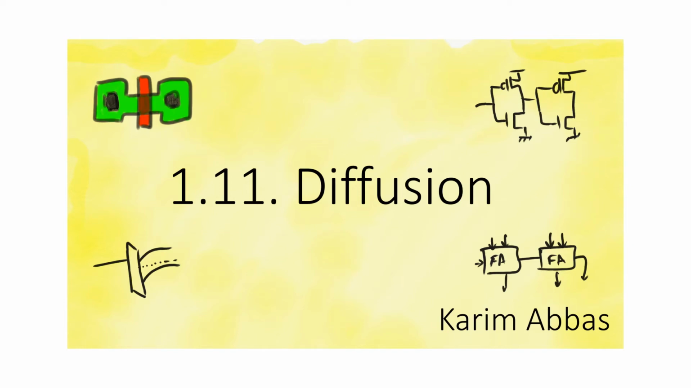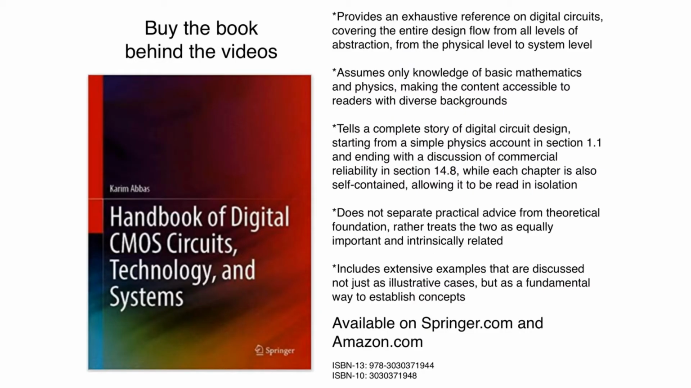Drift is only one of two major charge transport mechanisms that we have to understand if we are to understand how electronic devices work. The second mechanism of charge transport is diffusion.